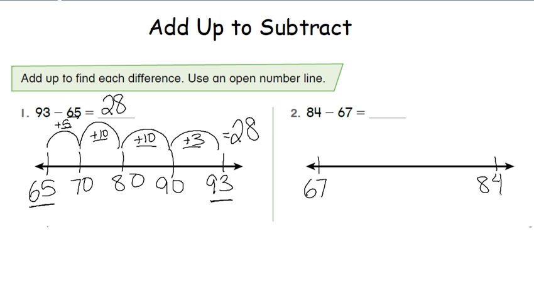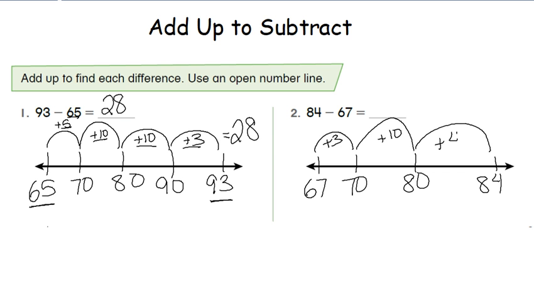We're going to mark all multiples of 10, 70, and 80, and that's it. The difference between 67 and 70, that hop is going to be a plus 3. 70 to 80 is going to be a plus 10. 80 to 84 is going to be a plus 4.